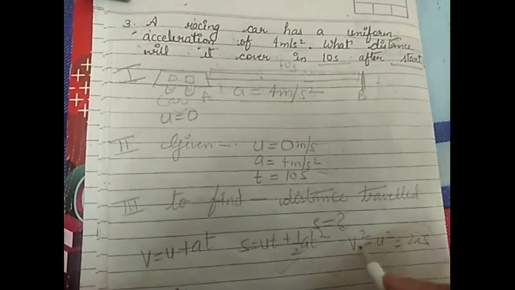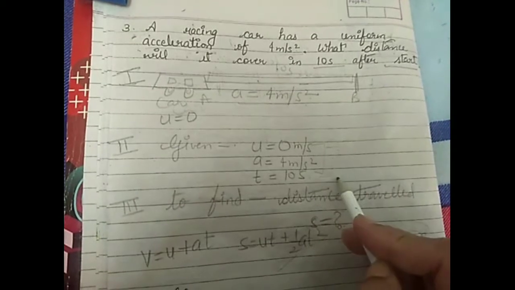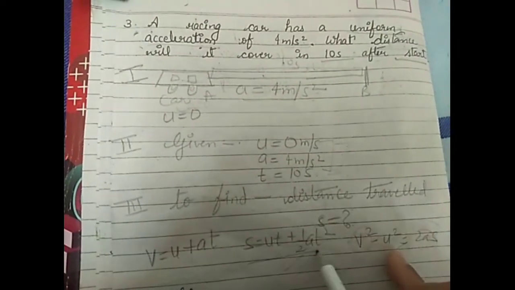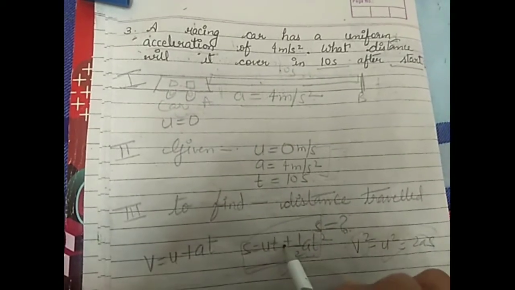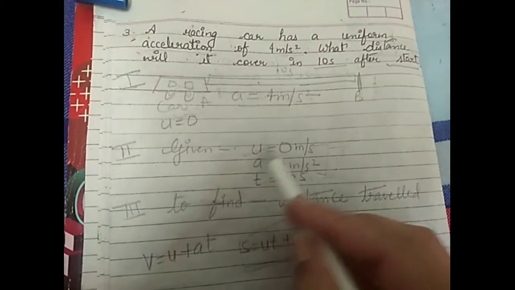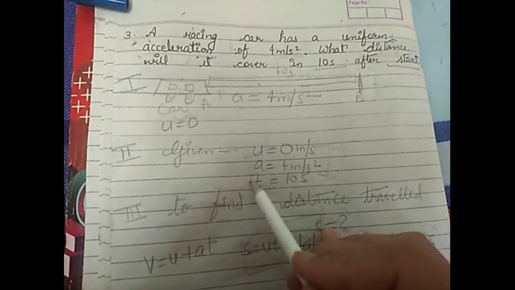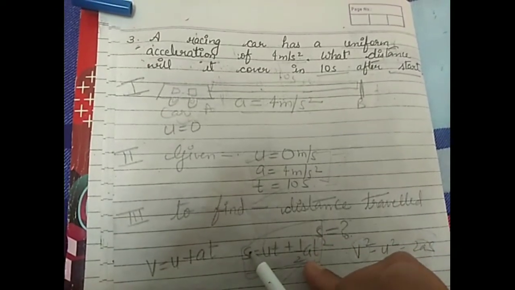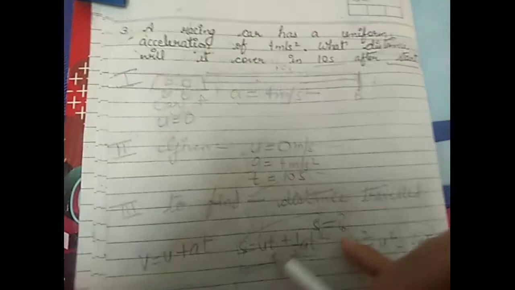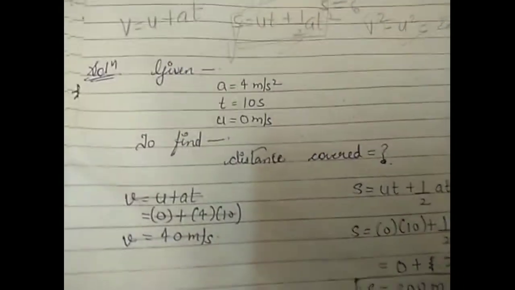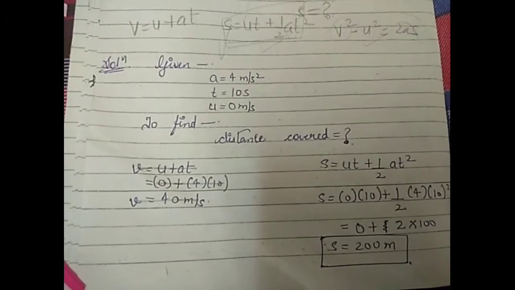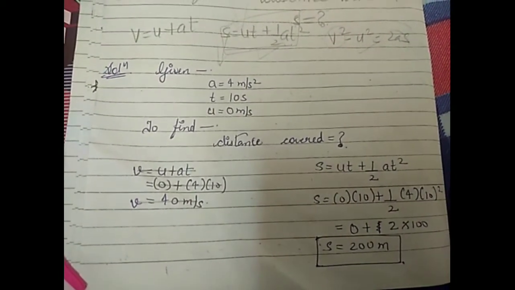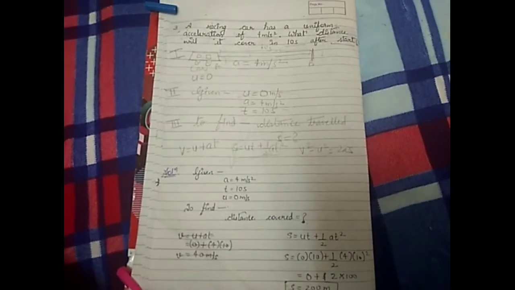But in this equation there is V, and V we don't have here in the given option. So we need to use this equation only. S is equal to ut plus half at square, because u is given, a is given, t is given. When you will put these three quantities in this formula, then you will get your answer S. Okay, so here is the solution for you. Clear? So please do this question solution in your notebook. This is your homework.